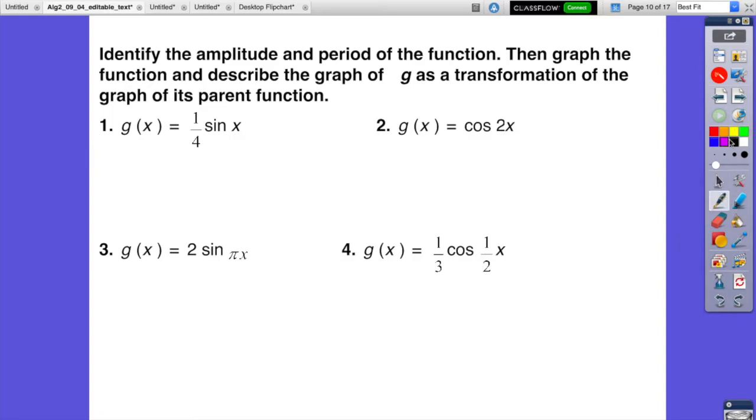Okay, so let's try this. Change my pen to black. Okay, amplitude. That one should be easy. That is 1/4. Okay, period. So remember, period, 2 pi over b. The b here is 1. So the period is going to be 2 pi. Okay, so let's graph it.